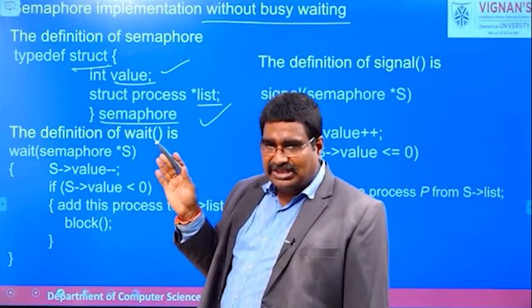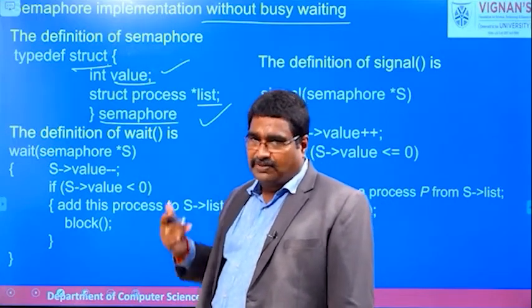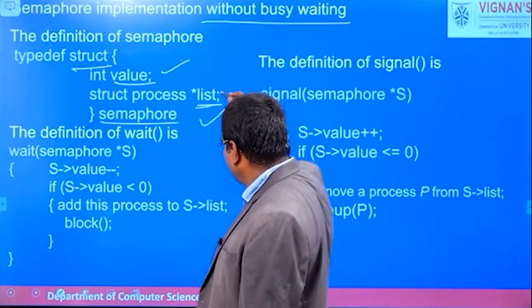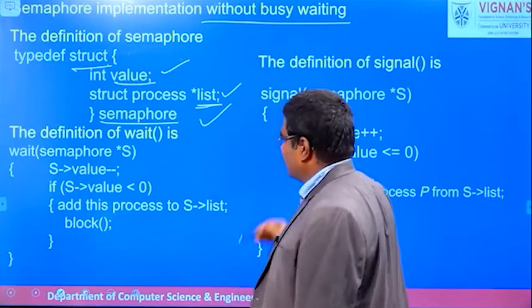It consists of the integer value. In addition to that, the IDs of the processes waiting for the particular semaphore are also maintained in the semaphore. And next, we implement the wait and signal functions. What is the wait function?